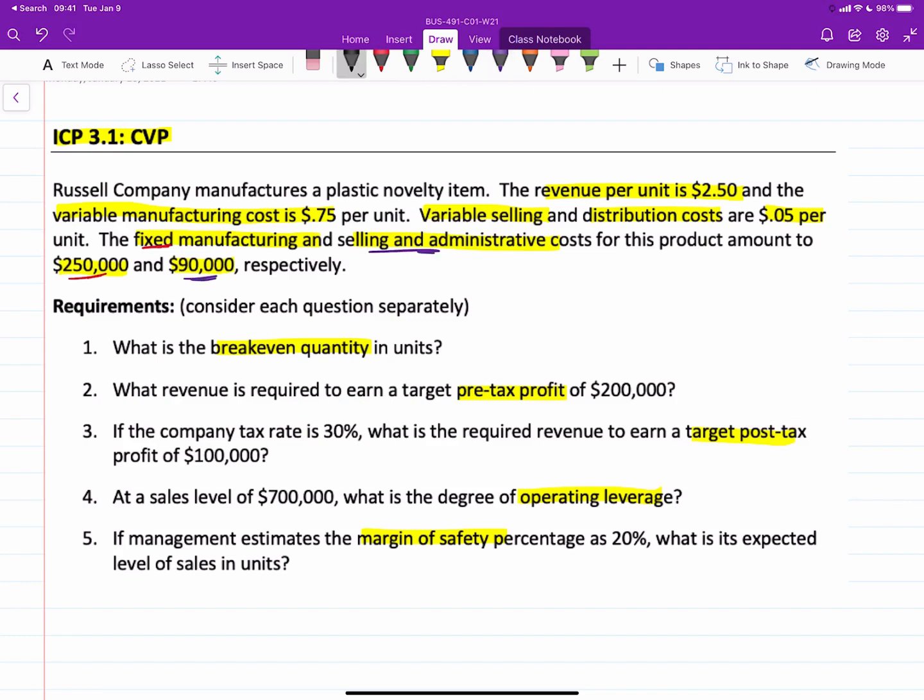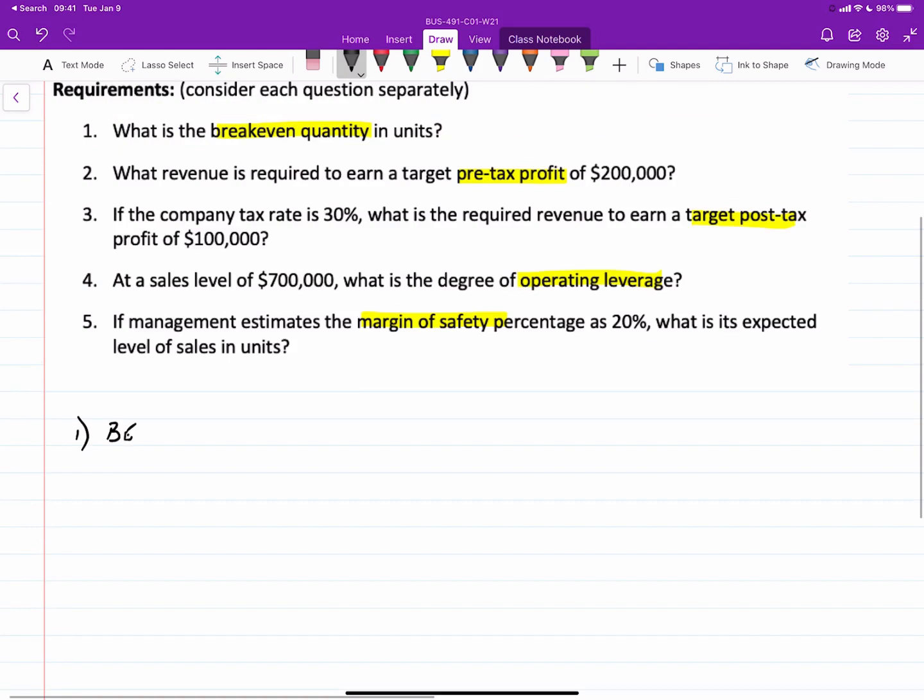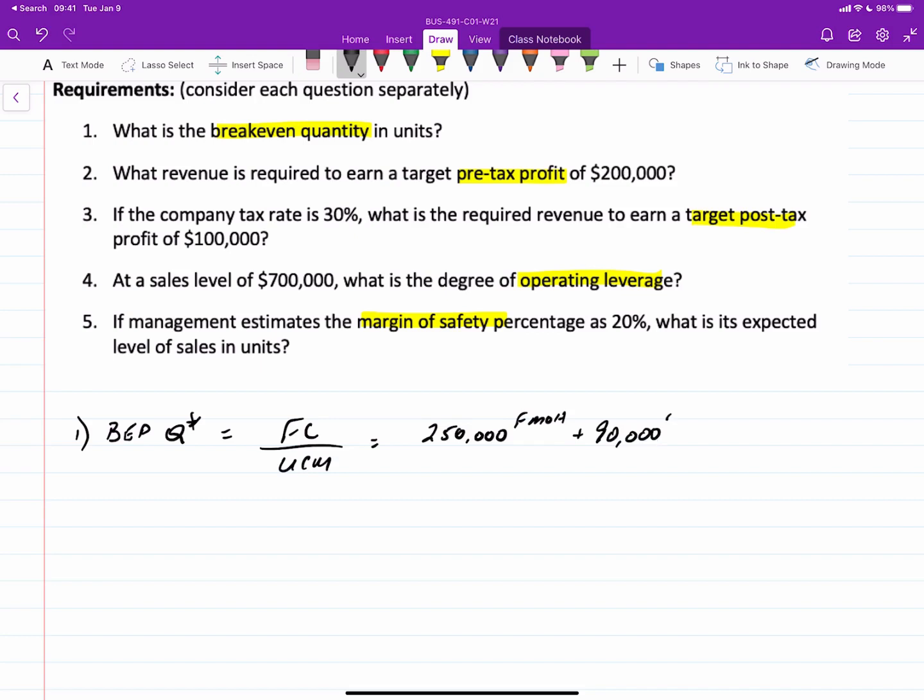So we'll proceed with our first requirement, which is to determine the break-even quantity in units. Remember we said our break-even point, which I like to call Q star, is equal to, and we're going to use a shortcut formula, fixed costs over the unit contribution margin. Well, we know that the fixed costs are $250,000 for the fixed manufacturing overhead, plus another $90,000 for the fixed selling and admin costs.